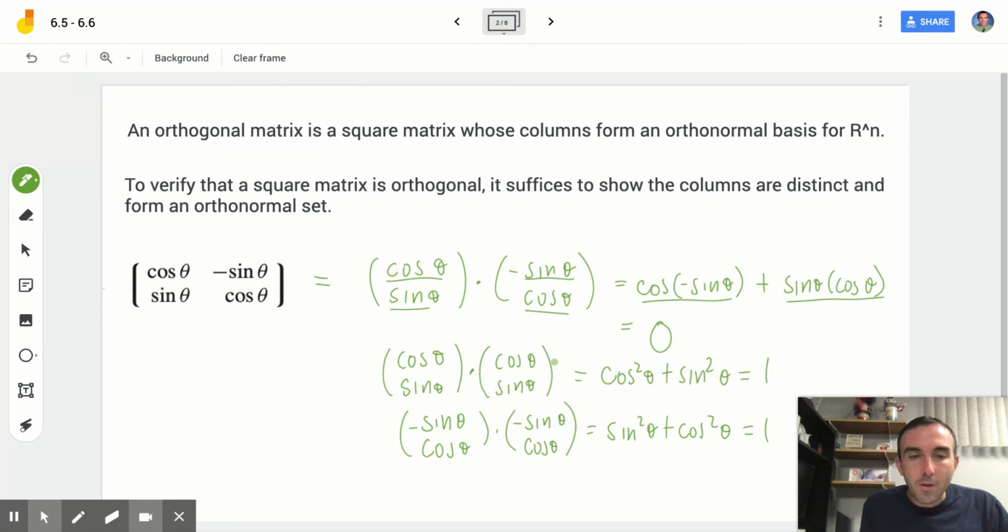So based on this information, we have that the columns form an orthonormal set of two distinct vectors in R2, the first column being the first, and the second column being the second. So therefore, treated as a whole matrix, we classify it as orthogonal.